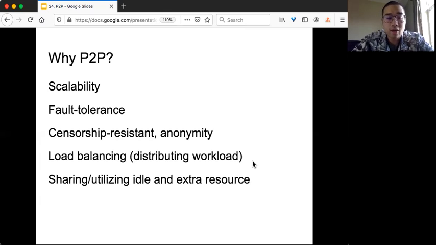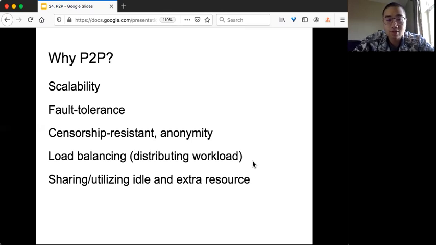Nowadays, one very appealing thing about P2P is censorship resistance, anonymity and privacy. If you think about the cloud server model, you basically upload everything to, say, Google or Amazon, and they know all of your history. But for peer-to-peer, there's a way to hide your identity, so you don't reveal too much information.